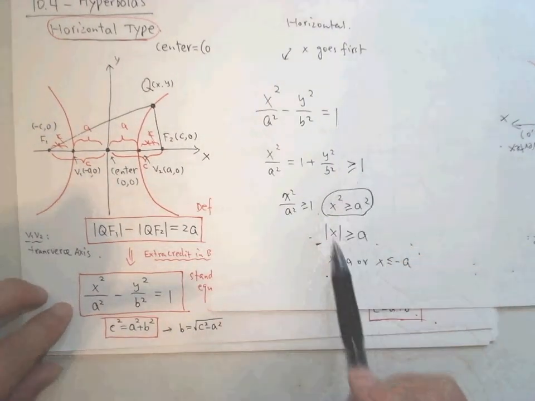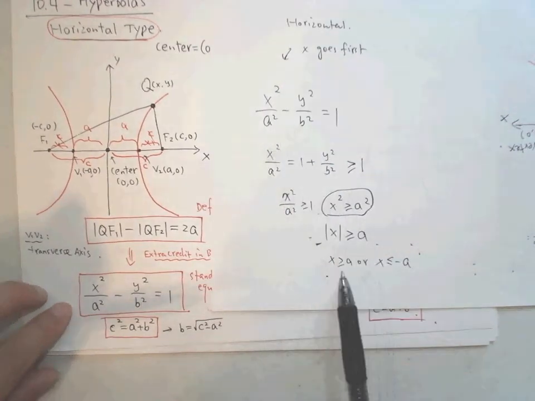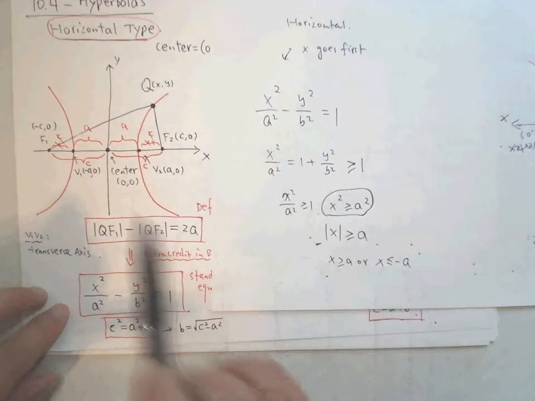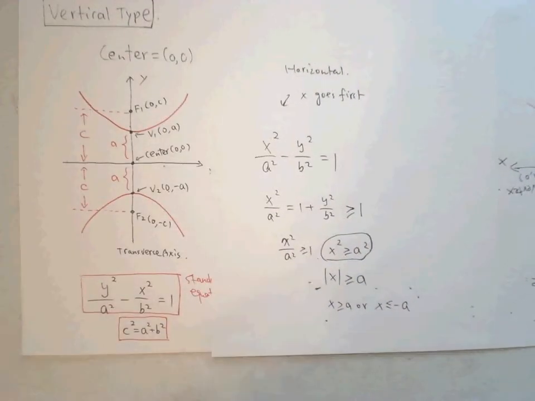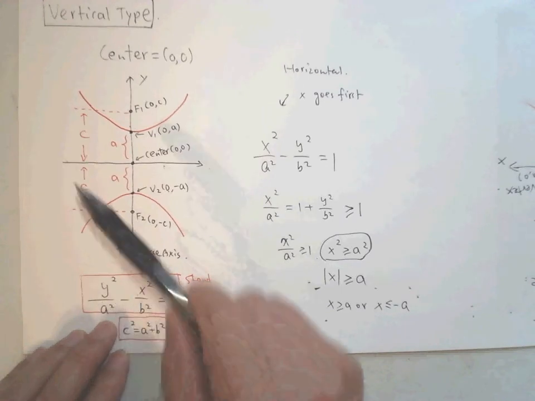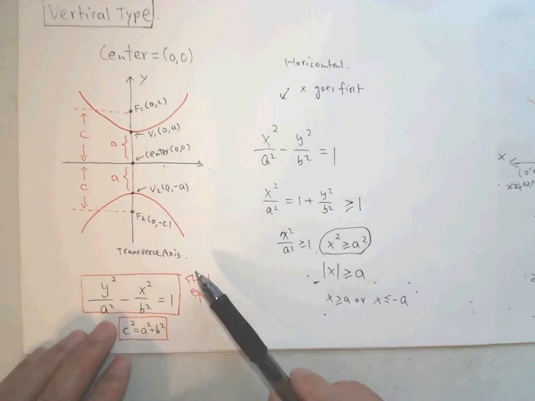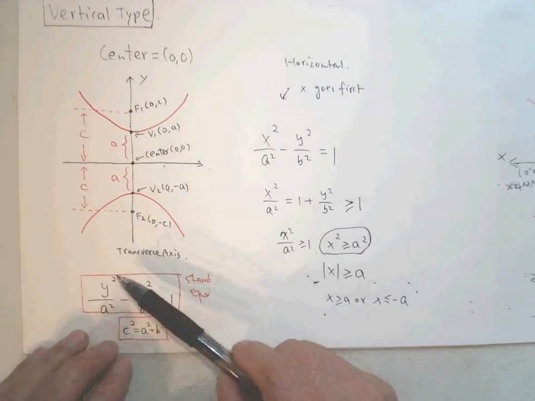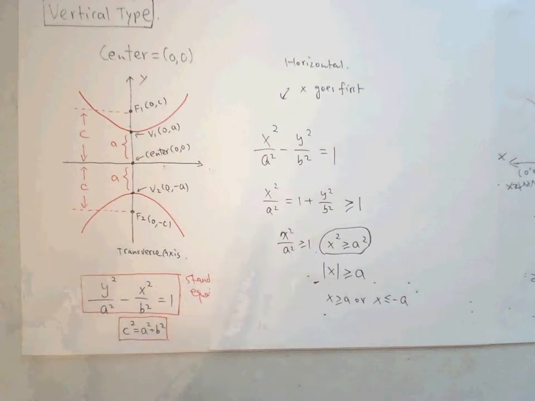So you can do it easily. If x goes first, x should have this range. This means it's horizontal. The same way, you also can solve for y. Y should be either greater than a, which is the upper branch, or less than negative a, which is the lower branch. Have you got this?